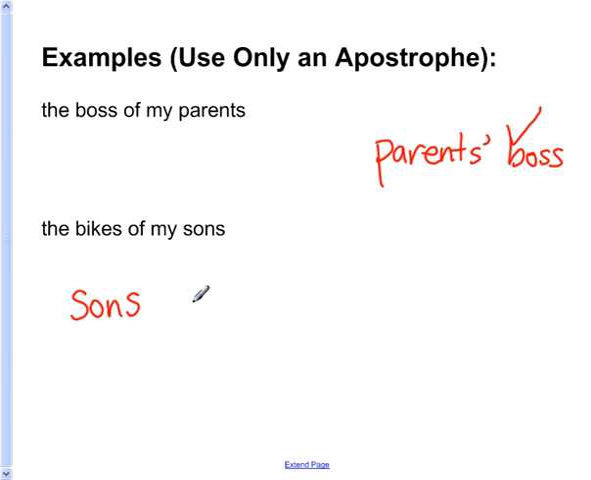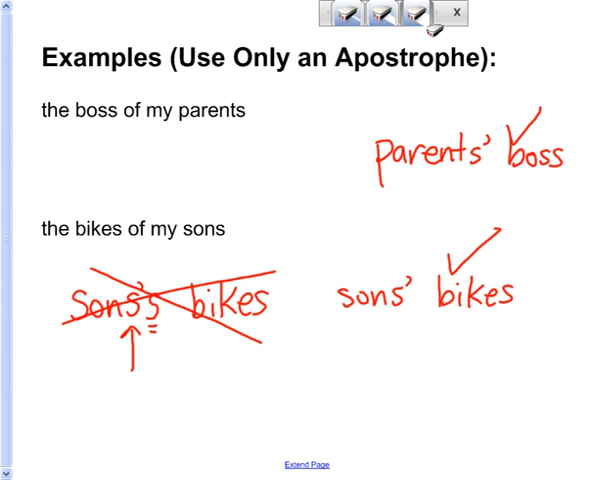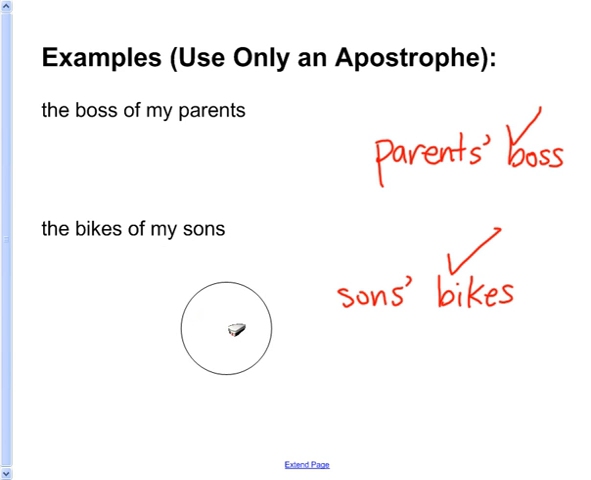The bikes of my sons. Sons are the owner, and bikes is the items being owned. We do have possession. Add an apostrophe S. Look at the last letter of the owner word. It's an S, so that means we have to perform a sound test. Do we say the sons's bikes, where we hear the extra S, or the sons' bikes, where we don't hear the extra S? Well, the second one is correct. The sons's bikes is incorrect. So in these two cases, we only need an apostrophe to indicate possession.